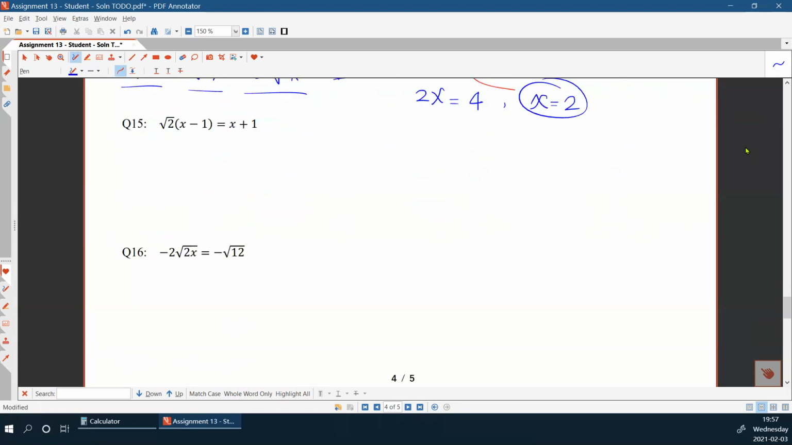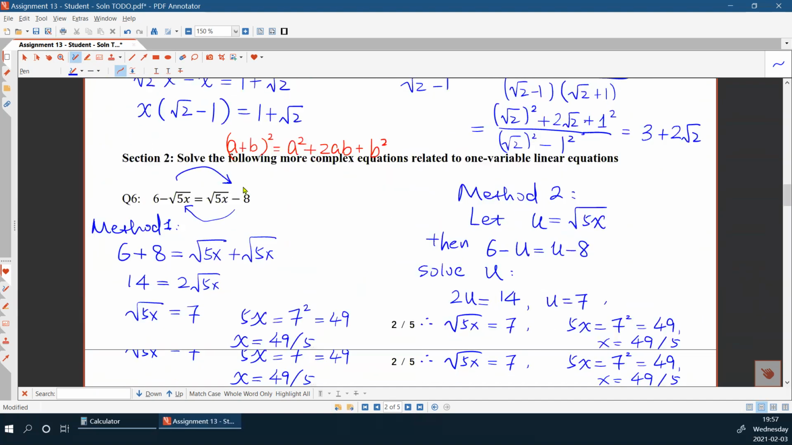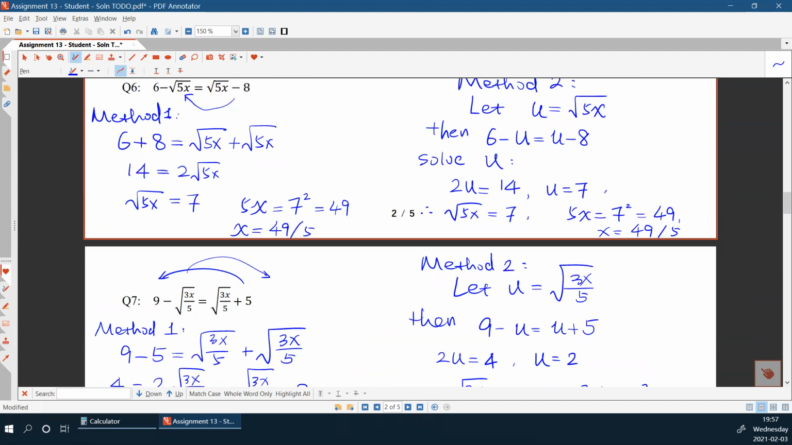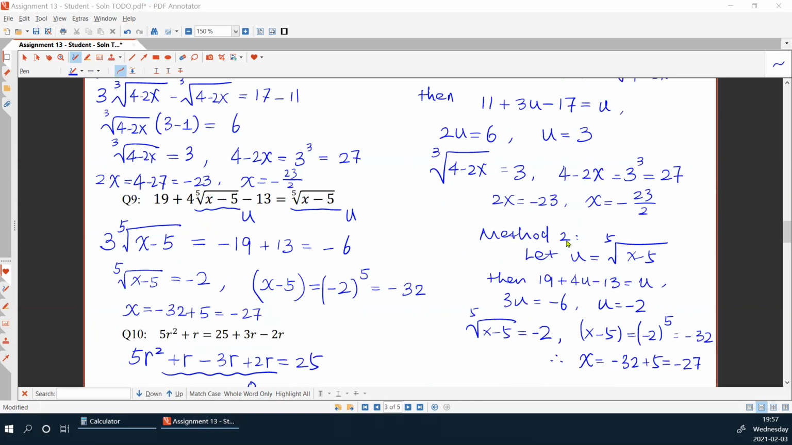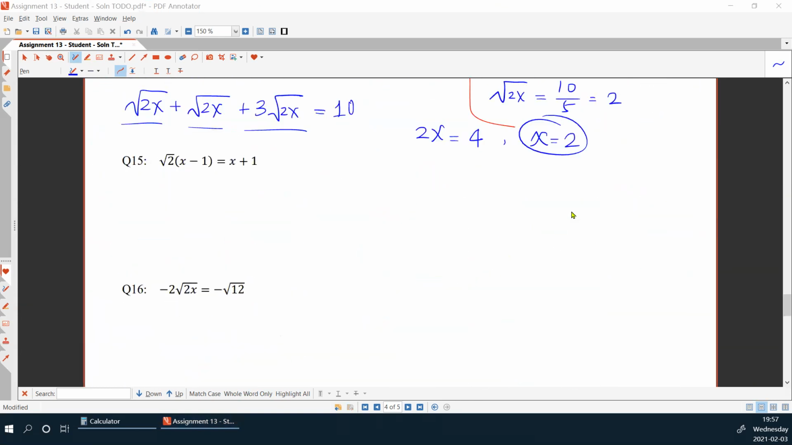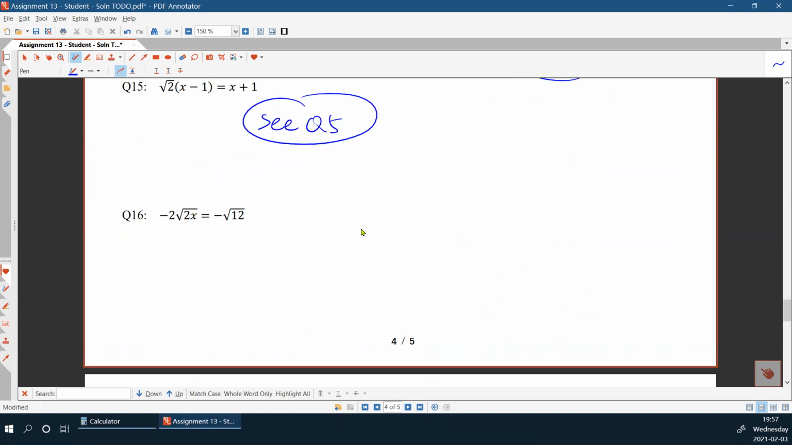No? All right, let's see the next one. Question 15 is actually the same as question 5. I'm sorry, I wrote this question twice. So let's see question 5. These two questions are actually the same. I forgot to delete one of them.